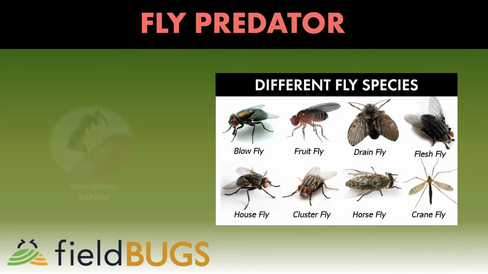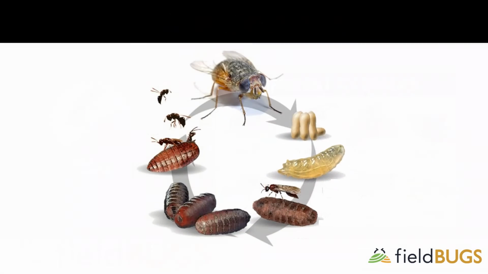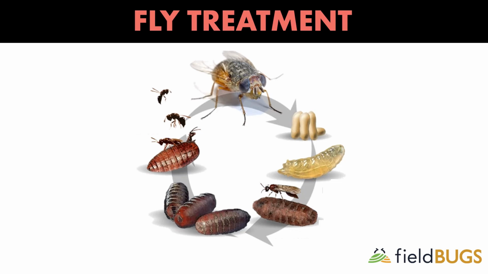We currently have one parasitic wasp to control fly infestation, the raptor wasp, which parasitizes on fly larvae. This is how the predatory raptor wasp parasitizes on the life cycle of various fly species.